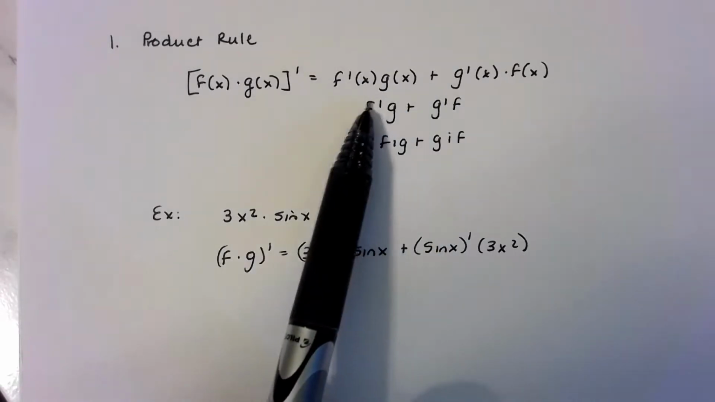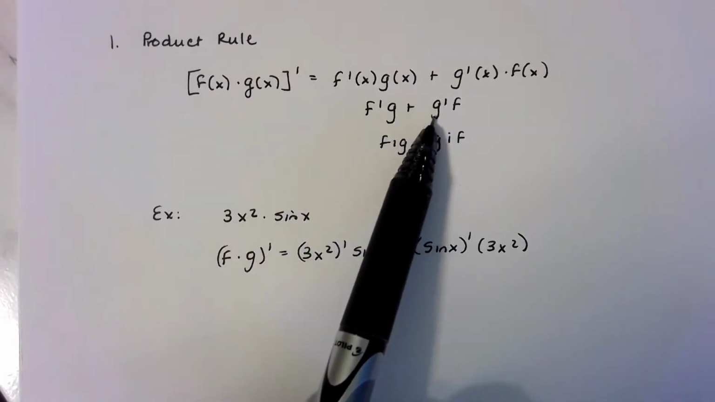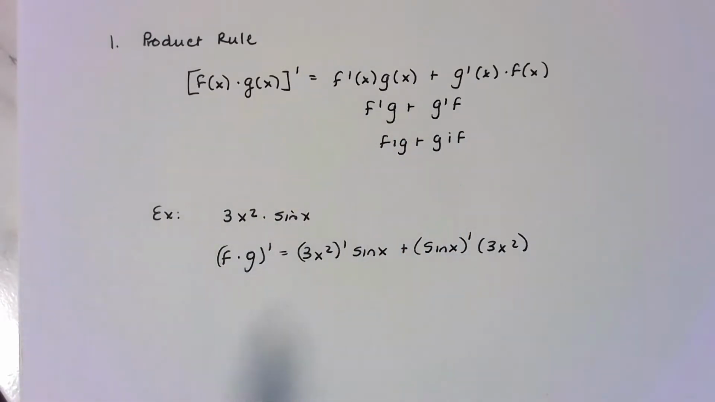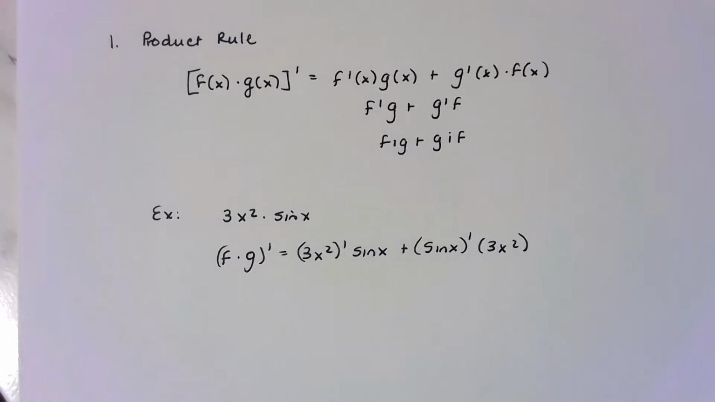Alright, meaning take the derivative of the first factor first, and then take the derivative of the second factor second. So f prime g plus g prime f, alright, meaning that the derivative of f comes first, and then g prime comes second. The derivative of the second factor comes second.